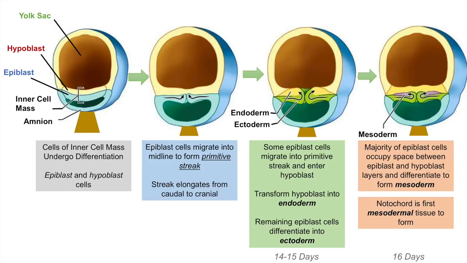So the formation of the mesoderm takes place at roughly 16 days following fertilization, and the first mesodermal tissue to form is the notochord of the organism. We'll talk more about this in a later lesson.